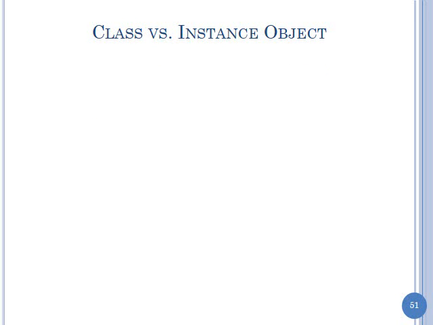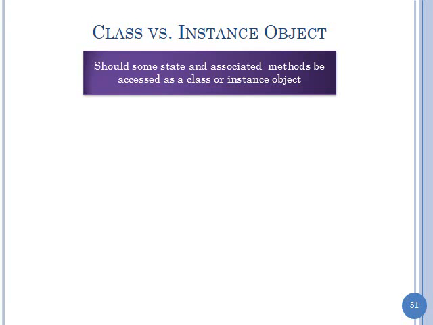Okay, one of the questions that you'll come up with is that you've got some state and associated methods. Should you make that class state, or should you capture that in a class object or an instance object? So what are the criteria? When should you make some state instance state, and when should you make it a class state? This is a decision you have to make.